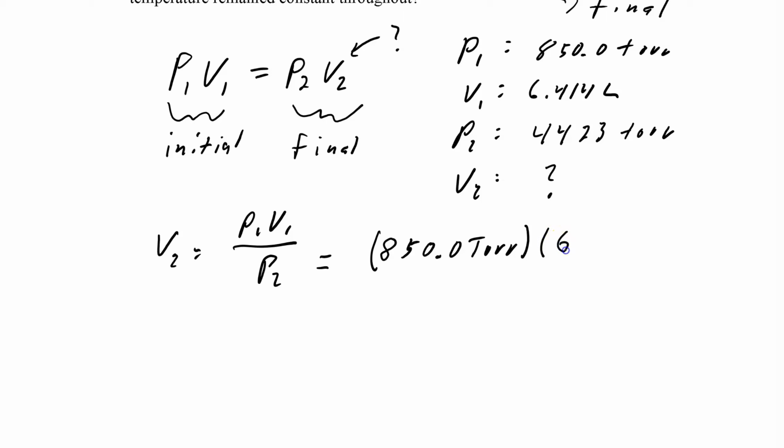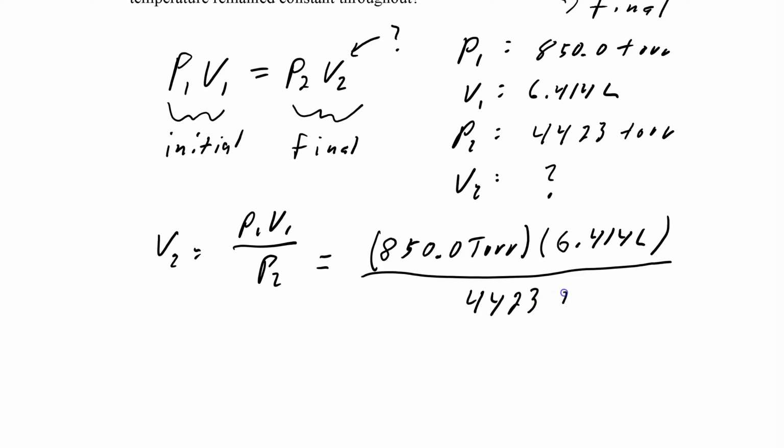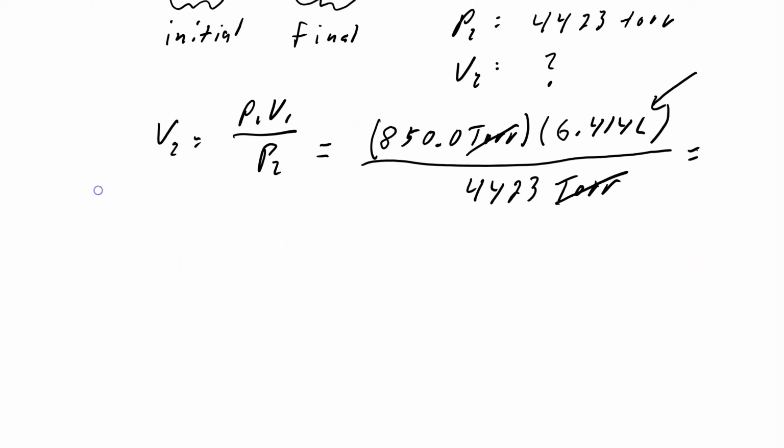V1, our initial volume, 6.414 liters. And downstairs P2, 4,423 torr. So we see our units of torr do cancel. We're left with our volume unit liters, which of course is what we're looking for.